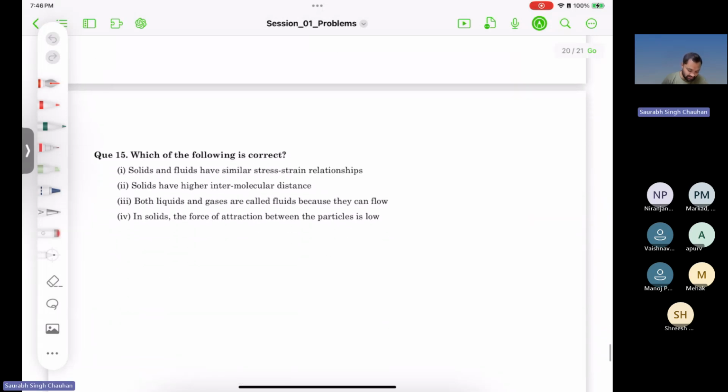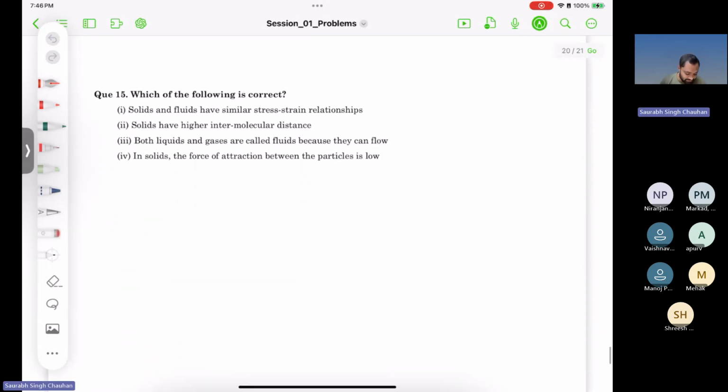Now moving to the next question, question number 15. It says which of the following is correct? First option: solids and fluids have similar stress-strain relationship. Second option says solids have higher intermolecular distance. Third option says both liquids and gases are called fluids because they can flow. Fourth option says in solids, the force of attraction between particles is low.